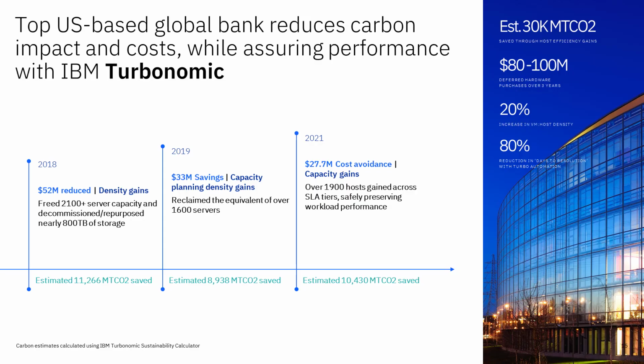Now, a customer case study I promised you. Here's a very large US bank. Over the years that we've been working with them, we estimate that there's around 30,000 metric tons of CO2 saved, which is pretty impressive. You can see how they've achieved that at each of the stages by decommissioning and repurposing storage, density gains on the planning side, capacity gains, cost avoidance as well along the way. And 30,000 tons of CO2 is equivalent to about 6,000 homes' electricity use for a year. So nothing to be sniffed at in that case.